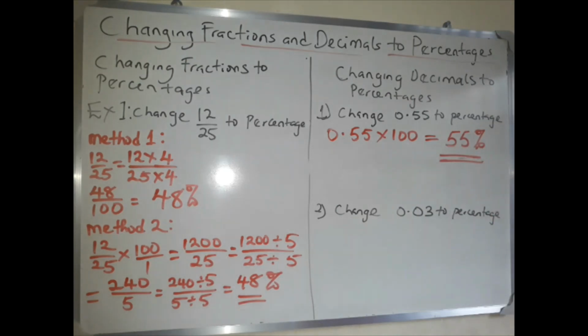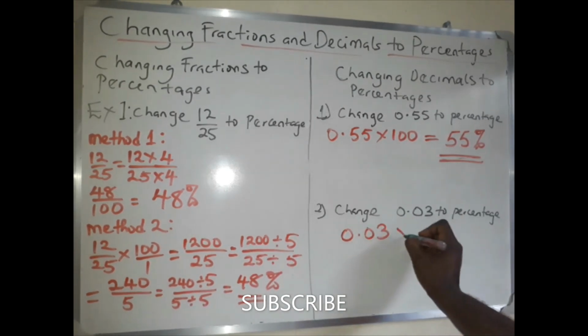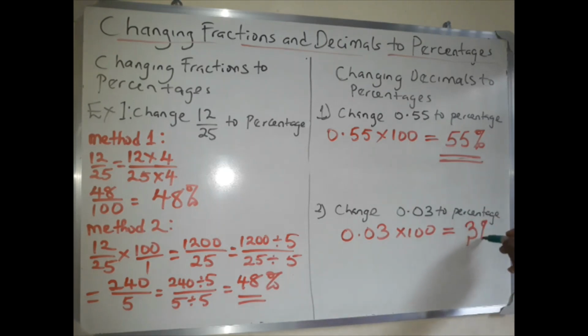Now, the second example says change 0.03, which is a decimal, to percentage. We're going to do the same thing. 0.03 multiplied by 100. And when you multiply 0.03 by 100, you're going to get 3. We now express 3 as a percent by including the symbol, and that will give us 3%.